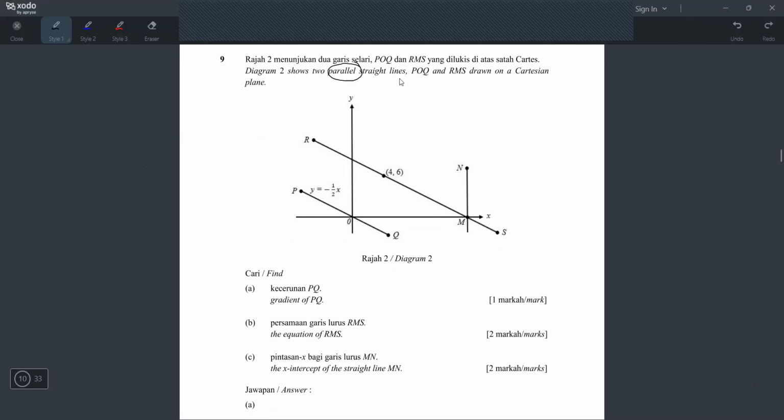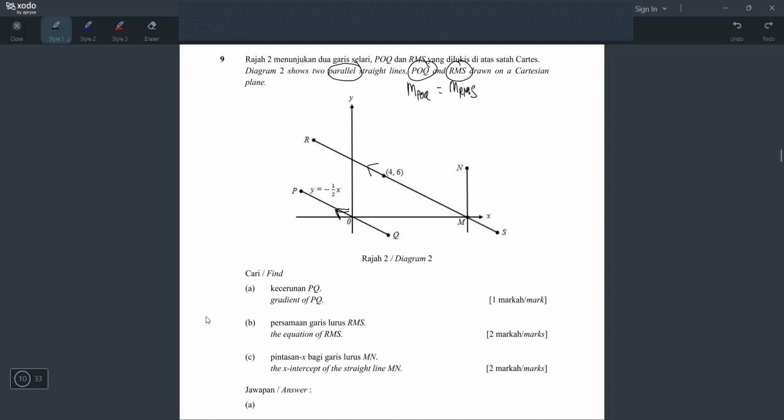So diagram 2 shows two parallel straight line, POQ and RMS drawn on a Cartesian plane. So POQ is this line. I'll put an arrow like this, and then RMS, I'll also put an arrow like this. And why I put this arrow is to indicate that they have the same gradient. So I can straight away write already gradient of POQ and the gradient of RMS is equal, is same. The M stands for gradient. For those who don't know, M is the symbol for gradient.